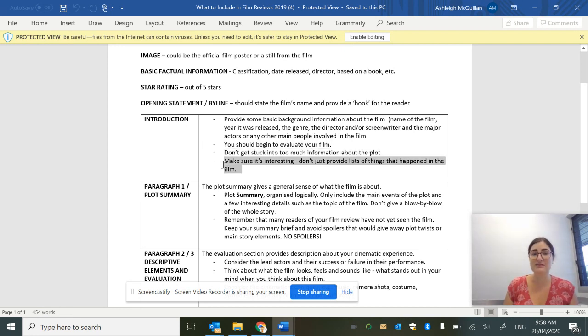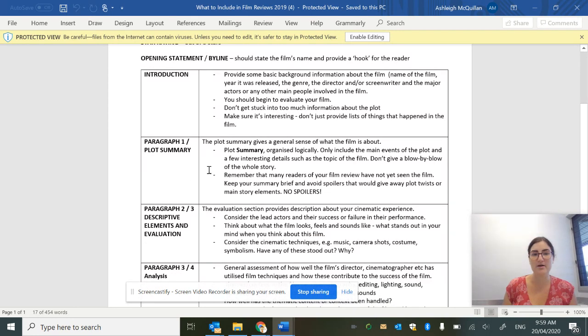Don't just list everything that happens in the film. Okay? Make it interesting. It needs to be fairly general. So you need to be giving me a very brief idea of what the movie is without actually telling me what happens. So think about how you would explain that to somebody.